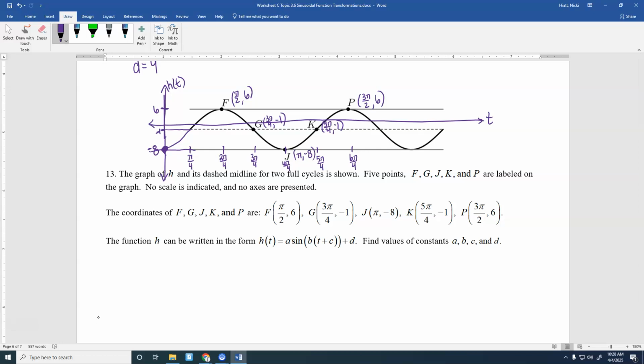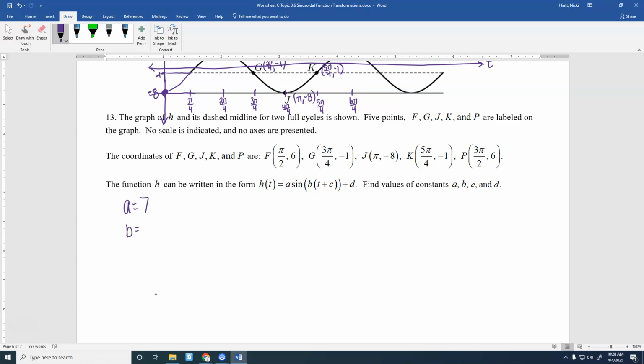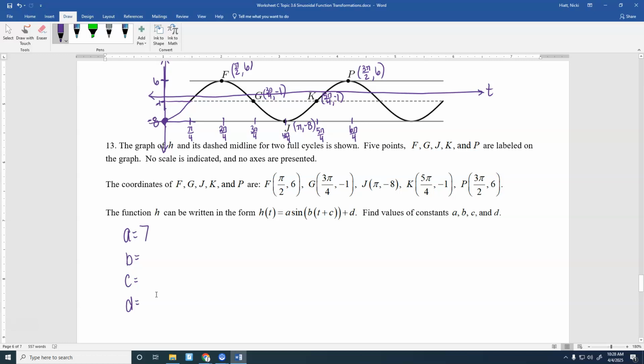Well, let's just go ahead and do this one together. What is our A going to be? 7. Because from -1 to 6, if we subtract those, we will get 7 for that. Or -1 minus -8 will give us 7. I'm going to skip B and C for right now because D is the next easiest to find. What's D going to be? -1.